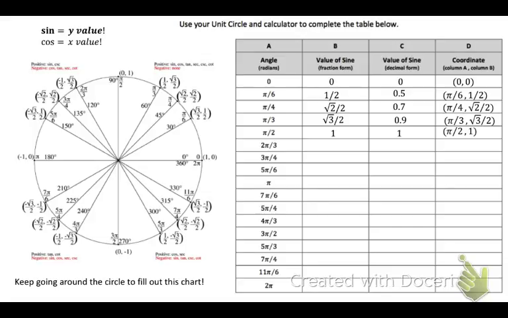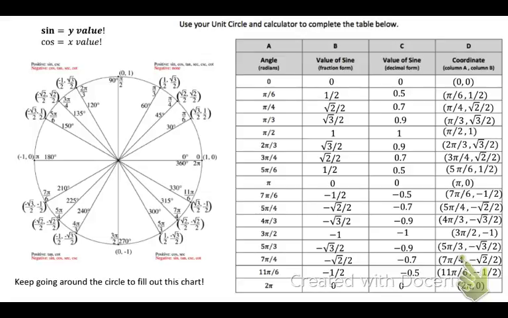Okay, and keep going around the circle to fill this chart out. That's what it should end up being. So just pause this video and fill the rest of this chart out.